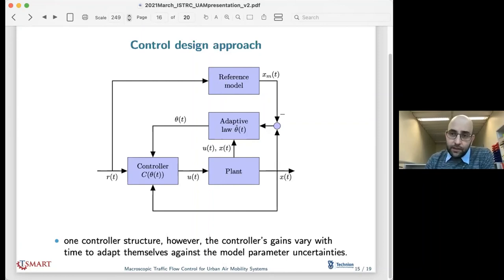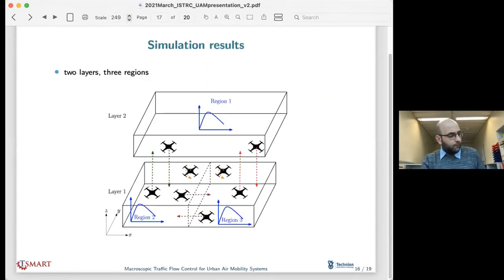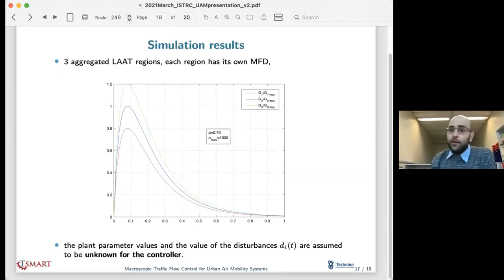And because we have a lot of uncertainty and a lot of failures that can happen, you need to adopt something related to adaptive control. So here we adopted a control structure where the gain can change or vary according to the parameter uncertainty. And because we don't have much time, I just show that we have some preliminary simulation study where you have an urban region split into two layers, the first layer with two regions, and the larger layer with one region. And then you have these three MFD shapes that aggregately model or connect the number of drones with the performance in terms of flow, average flow for the whole urban region.